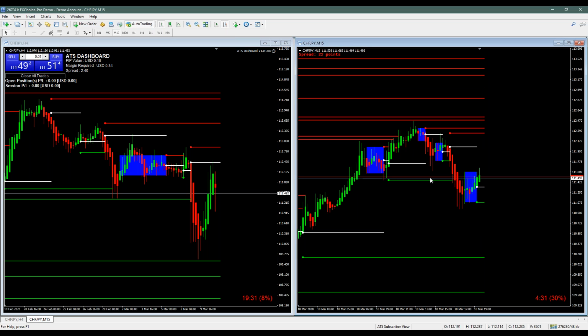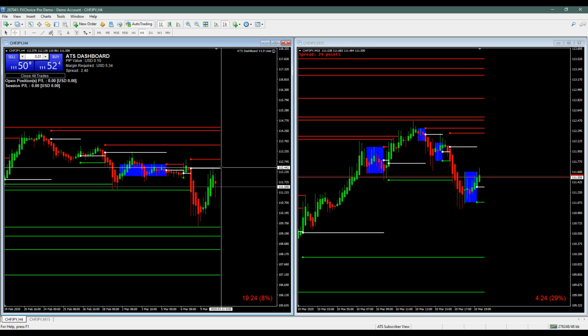All right, so yeah, at the moment there's not really any trade on Chief Yen. We're just waiting for some of our lower time frames to line up and get above some expansion lines, or for all of them to stay below.